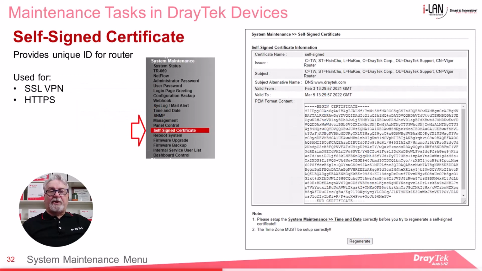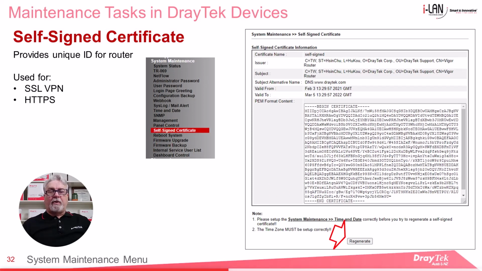Next, we have self-signed certificates, which are a unique identification for your device. The Vigor router generates the certificates by itself to ensure security. The self-signed certificate is signed with its own private key. These can be used for services such as SSL, VPNs and HTTPS. In addition, it can be created for free by using a wide variety of tools.